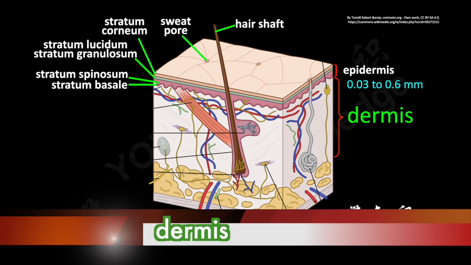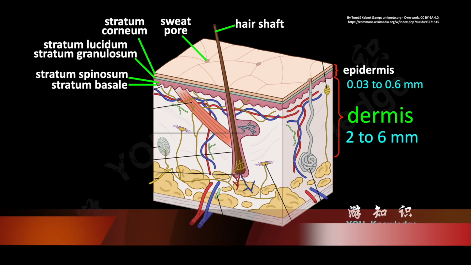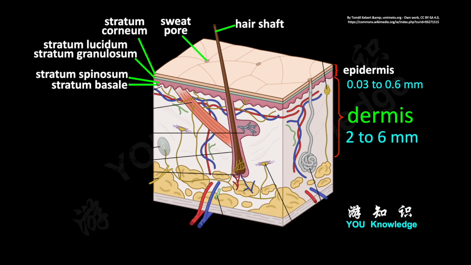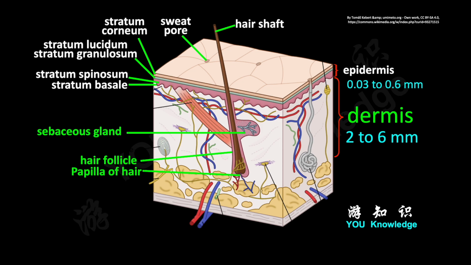The second layer is the dermis, with a thickness between 2 mm and 6 mm. The dermis contains different cells as a complex network for regulation of blood supply, oxygen supply, perspiration, and waste removal. The sebaceous gland, hair follicle, and papilla of hair are located around the hair in the dermis. The sebaceous gland can secrete oily matter. The hair follicle and papilla of hair are important to regulate formation, growth, and cycling of hair.